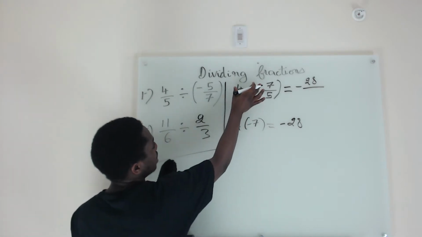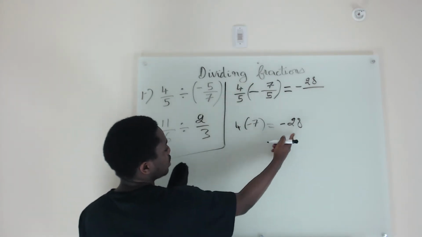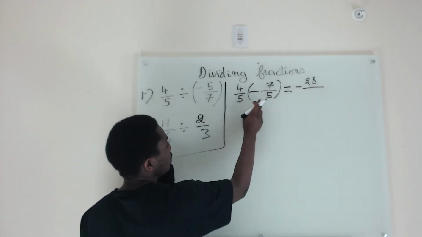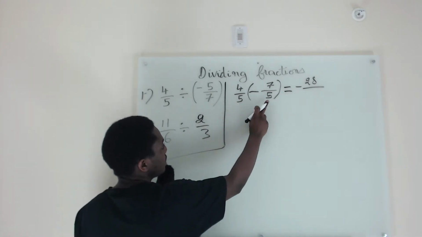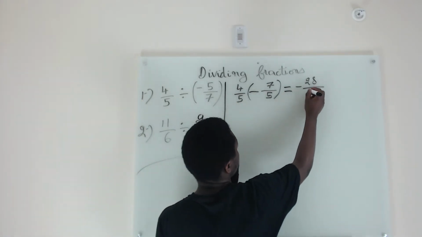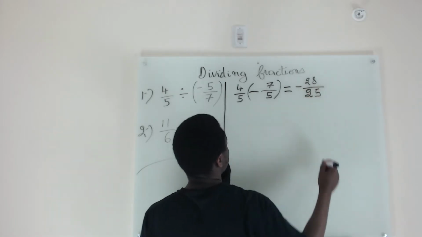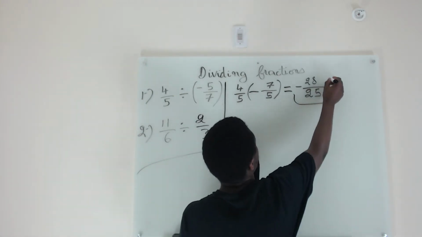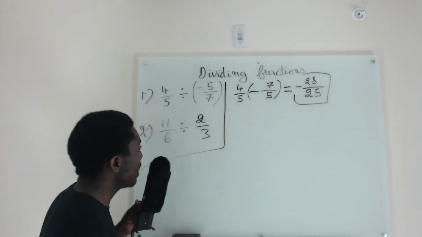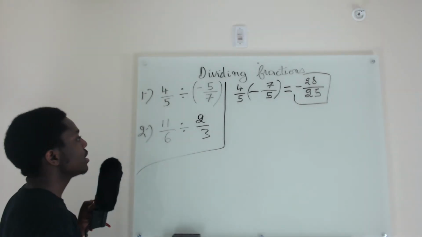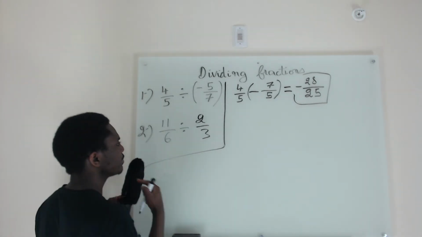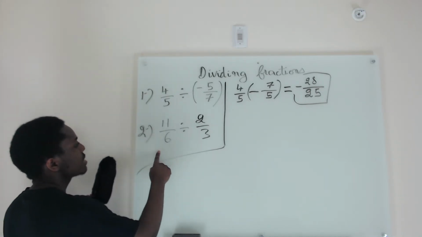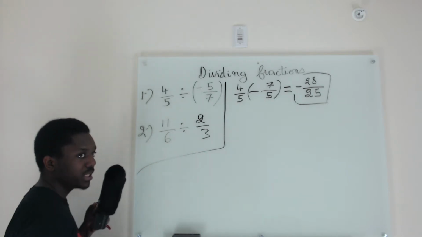We multiply the top, that's what we just did, and now we have to multiply the bottom. So 5 times 5 is equal to 25. This is the final answer because we cannot simplify this any further. So now let's try the second one. The second one, we have 11 over 6 divided by 2 over 3.